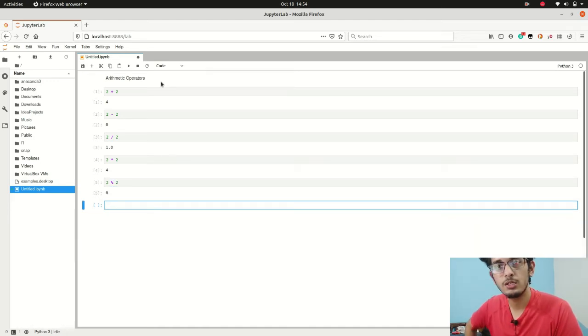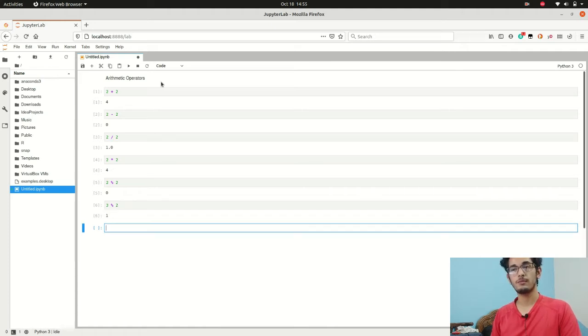Why? Modulus gives you the remainder. Let's say you do 3 modulus 2, let's see if you guess right. Just guess what we are going to get. That is 1. Why? Because if you divide 3 by 2, you get 1 as the remainder. So at the end of the day, the modulus operator gives us the remainder. Okay, so that's it with the arithmetic operators. These are the most commonly used.